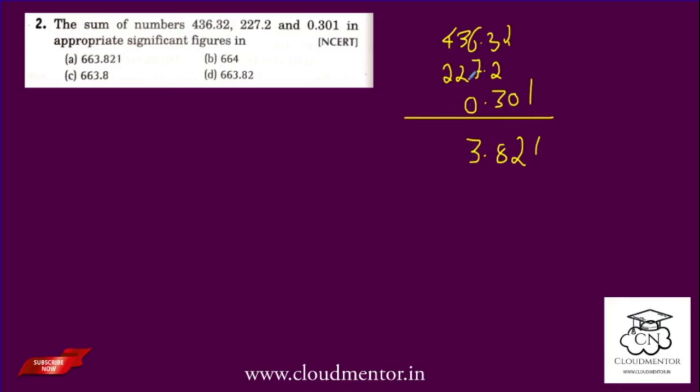663.821 is the sum, and we need to write it in the appropriate significant figures. We know that 8 is more than 5, so 1 is added. 1 must be added to 663, and the answer will be 664. So option B is the right answer.